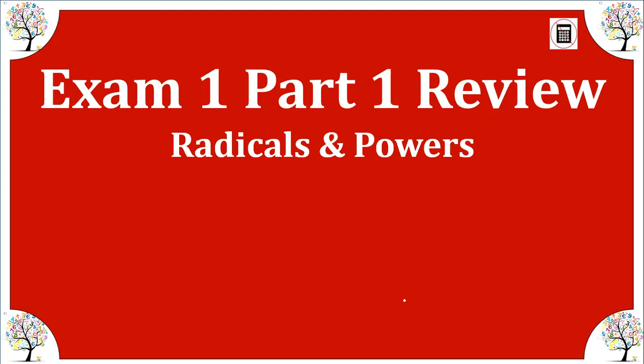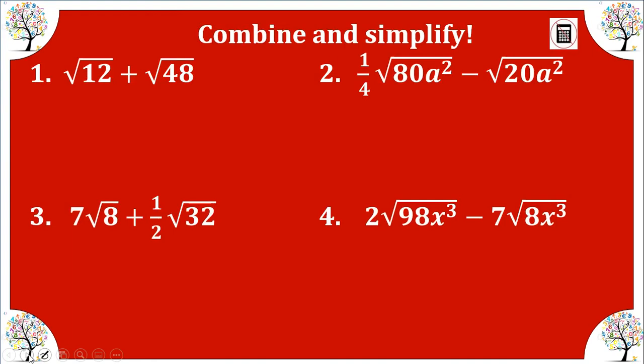Okay, guys, let's review for part one of our test over radicals and powers. So we're going to add and subtract radicals, which means that the radicands have to be the same. So we're going to simplify our radicands. So we will use 4 times 3 for 12 and 16 times 3 for 48.